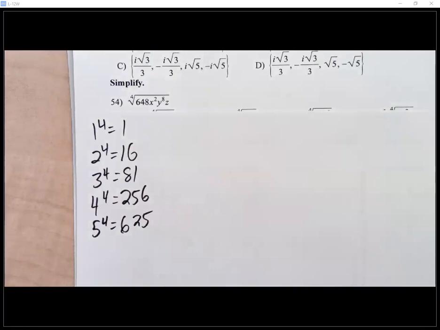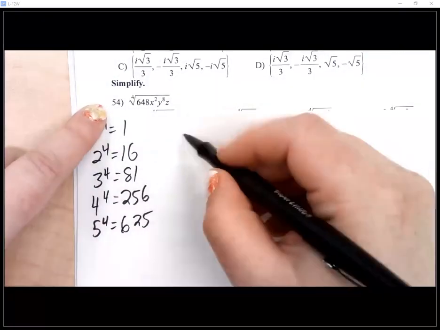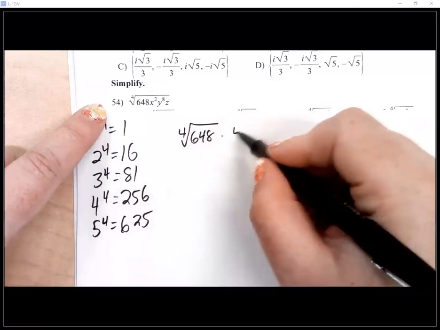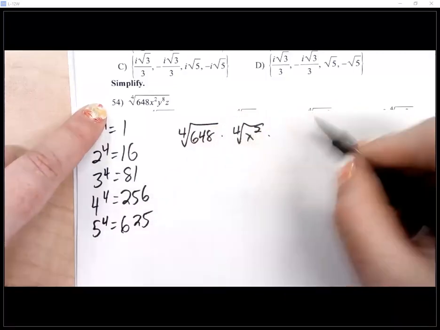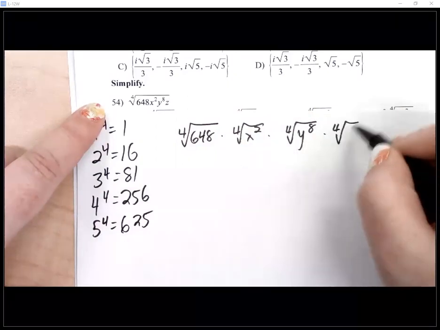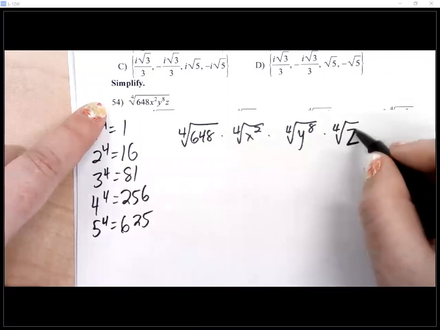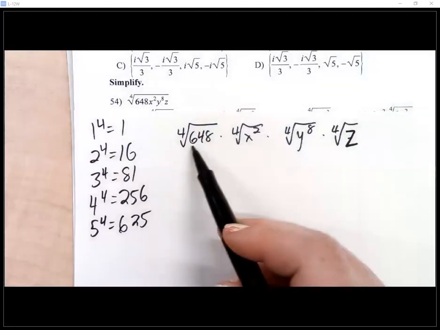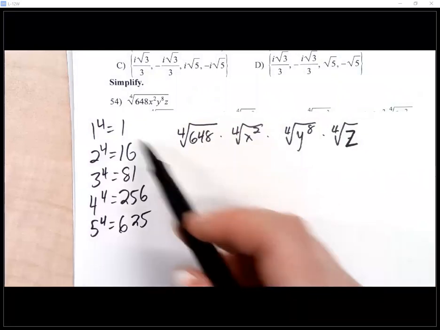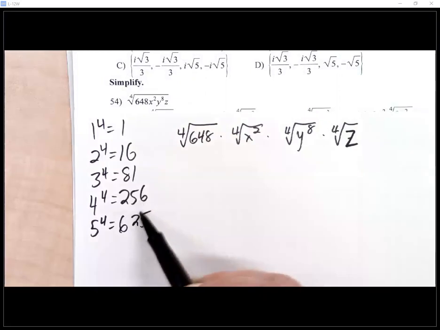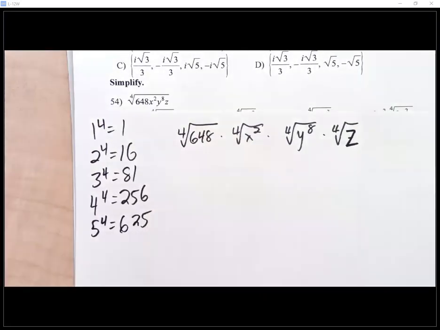We're going to split all of this apart. We're going to take the fourth root of 648, the fourth root of x squared, the fourth root of y to the eighth and the fourth root of z. And I'm going to handle each of these like they're their own mini problem. So I start with the fourth root of 648. I want the number in this list that divides into 648, preferably the largest.